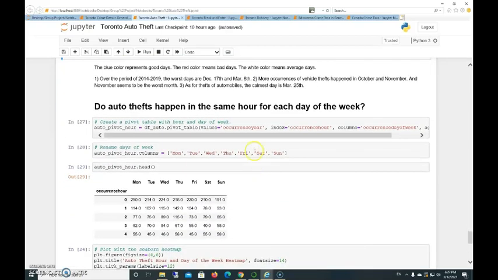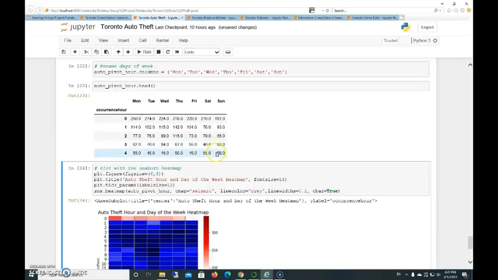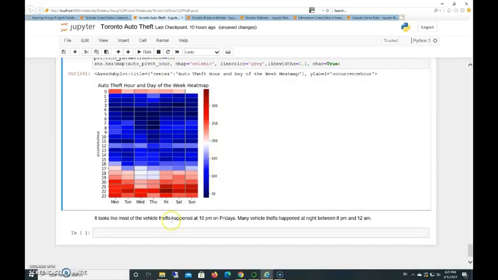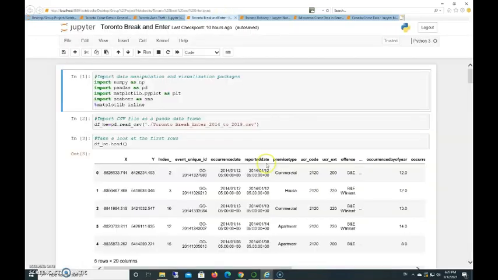And I'll also try to figure out, do auto thefts happen in the same hour for each day of the week? I use another pivot table. And here is, like, most of vehicle thefts happened at 10 p.m. on Fridays. And many vehicle thefts happened at night between 8 p.m. and 12 a.m. I used the Toronto break and enter data.